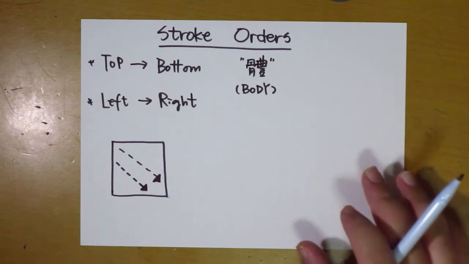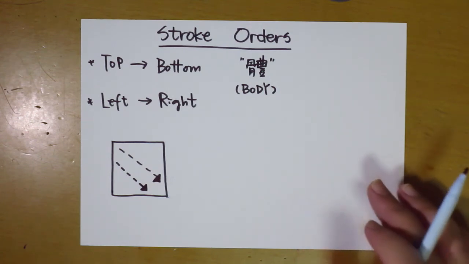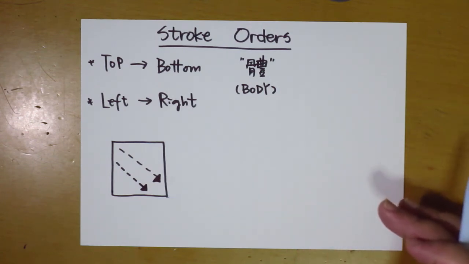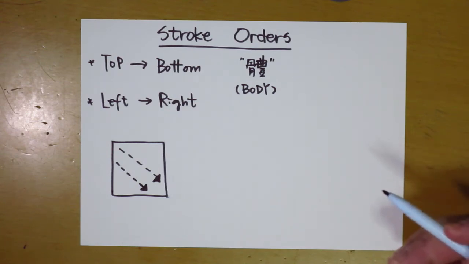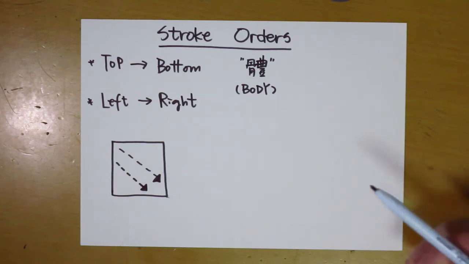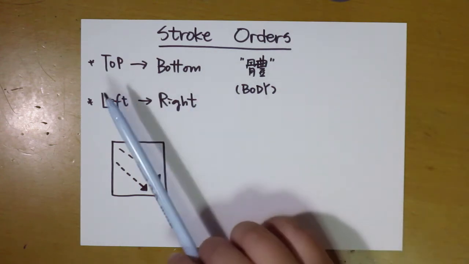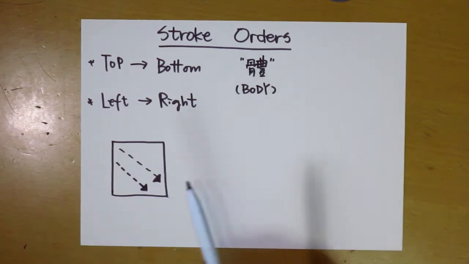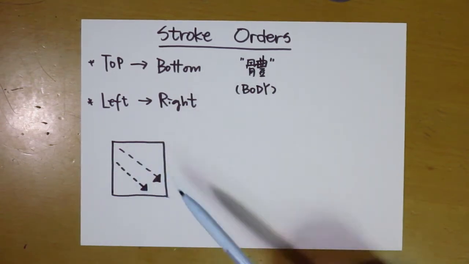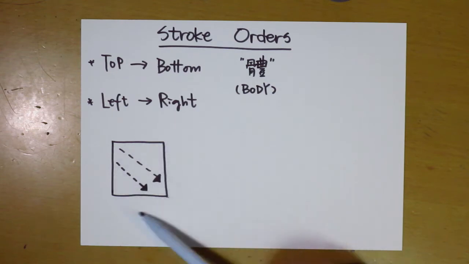So think of it more as a guideline for you to write more efficiently, or more, I guess, prettier. Two main rules. Basically, write from the top to the bottom and from the left to the right. So yeah, basically it's a direction like this.